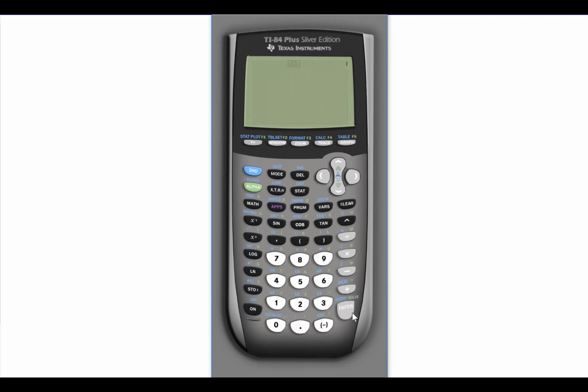Highlight calculate, press enter, and the third item down is called the p-value. So that is the probability of that the null hypothesis is true. And that's what we're looking for in step 2.